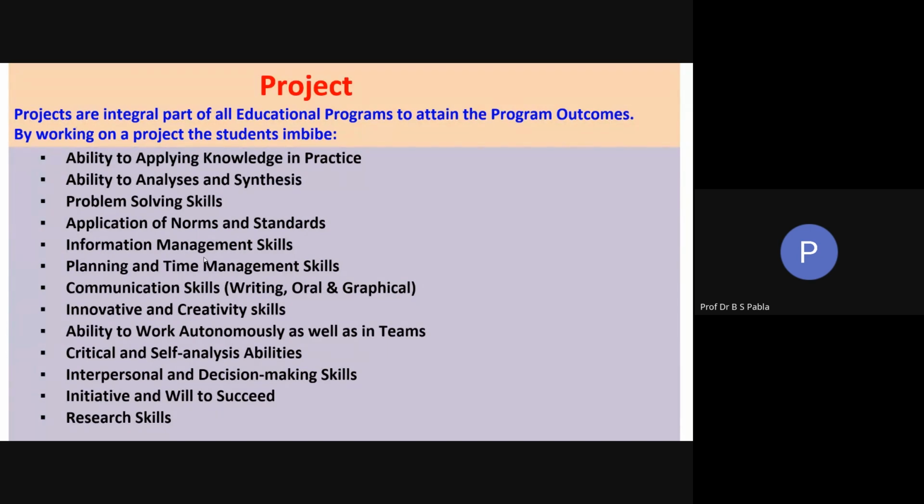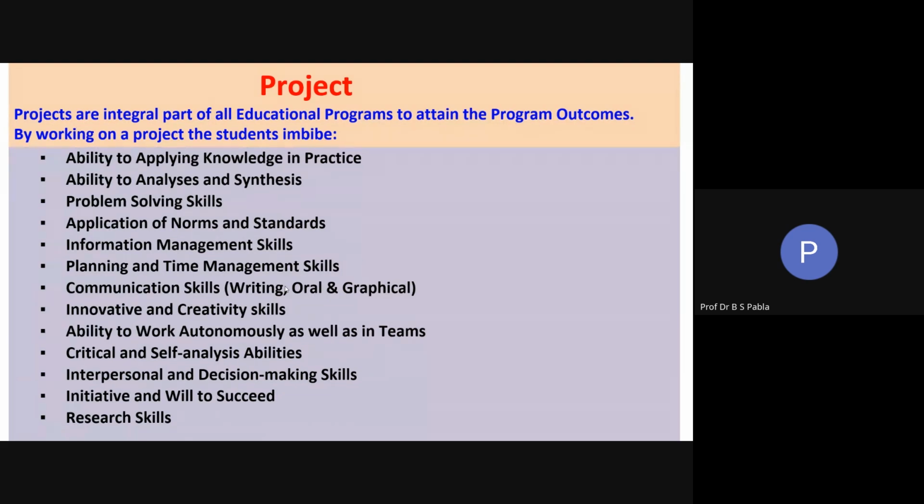Ability to work autonomously as well as in teams. Individually as well as in teams, as a team member, as a team leader. You see, all these things the project will teach you. How to distribute the work amongst the team members, how to motivate the team members, how to collect the work, how to meet the timelines. All this comes from the project if it's taken seriously.